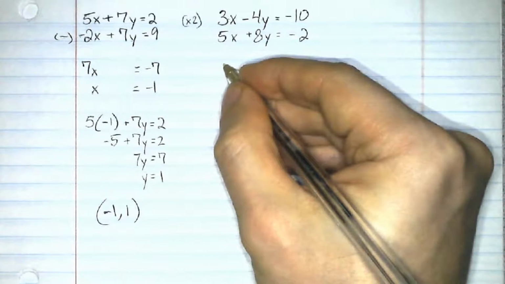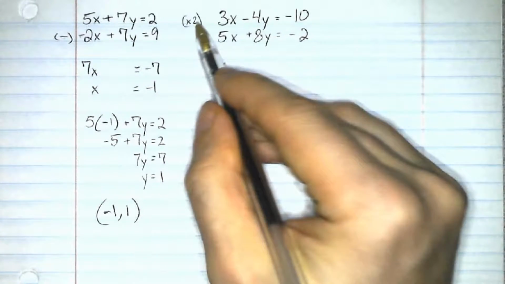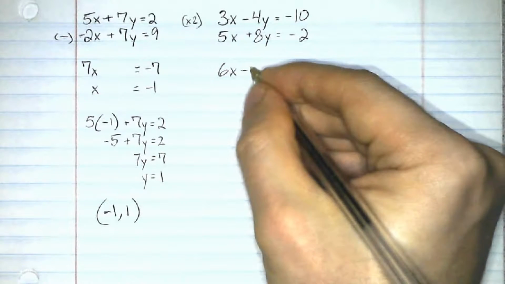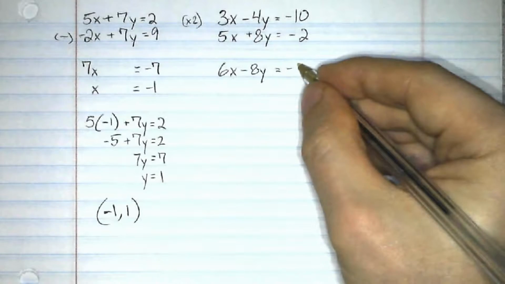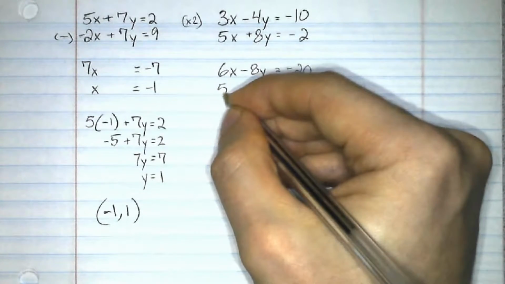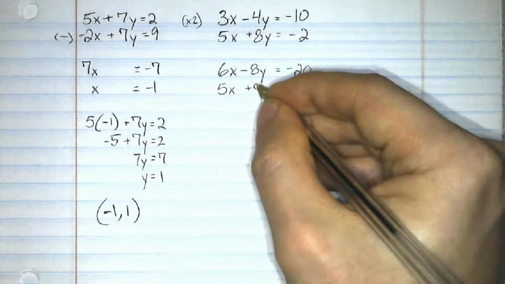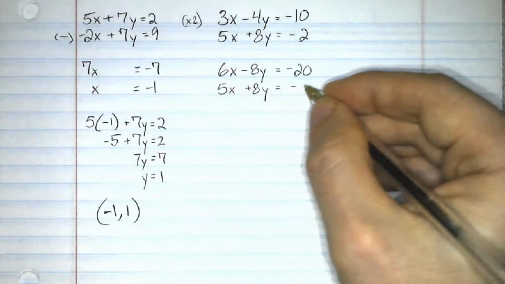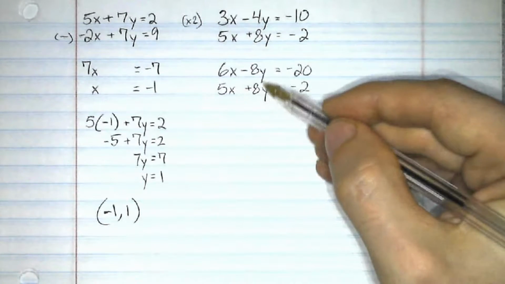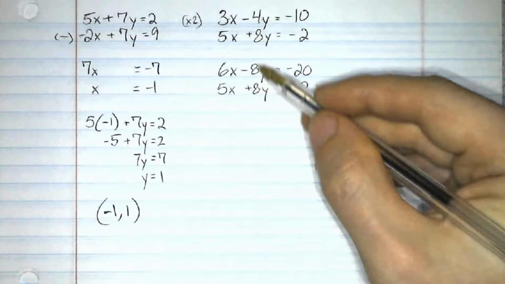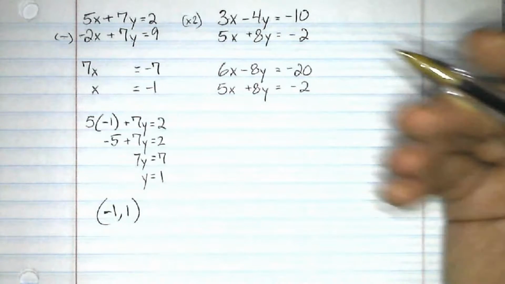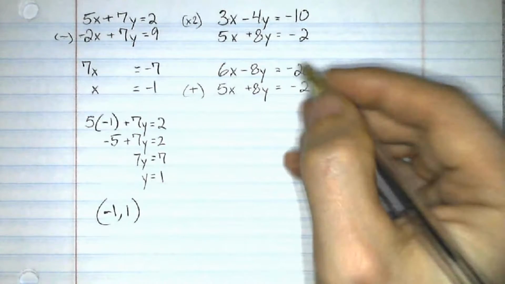2 times 3x, we end up with 6x. 2 times negative 4, we have minus 8y. 2 times negative 10, we end up with negative 20. The bottom equation we're going to leave alone. And by doing this, look at our y's. Since we have negative 8 and positive 8, we have opposites. And when we have opposites, we can eliminate by addition.